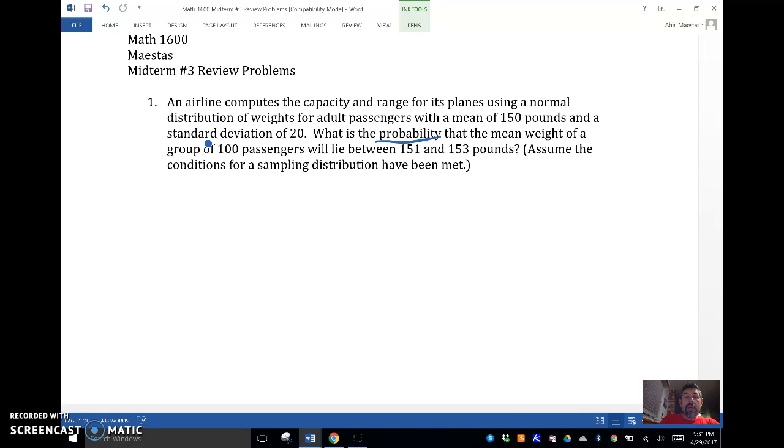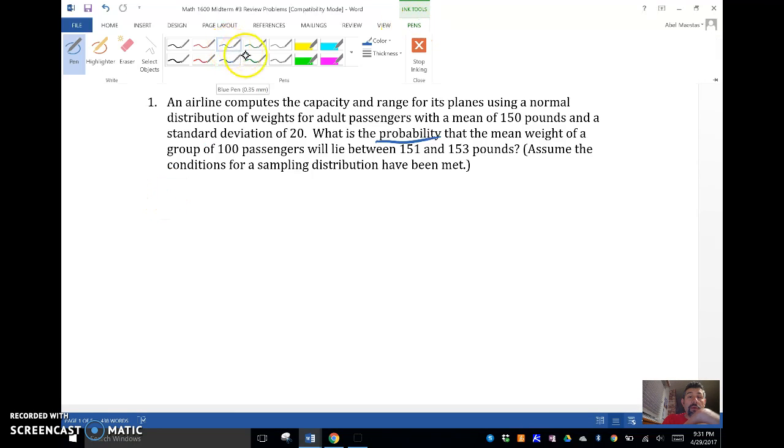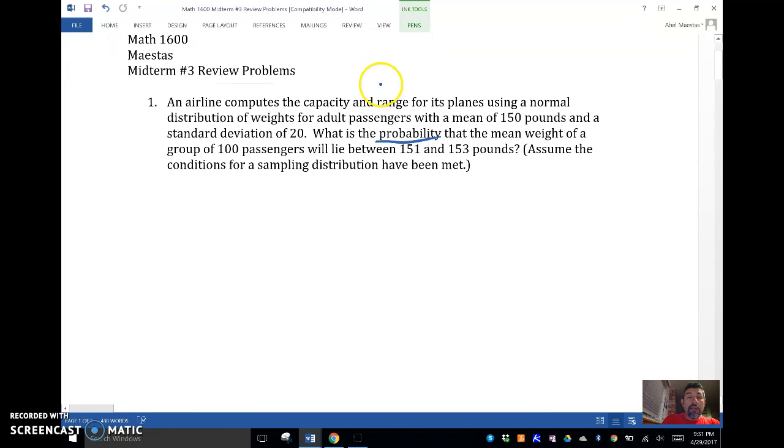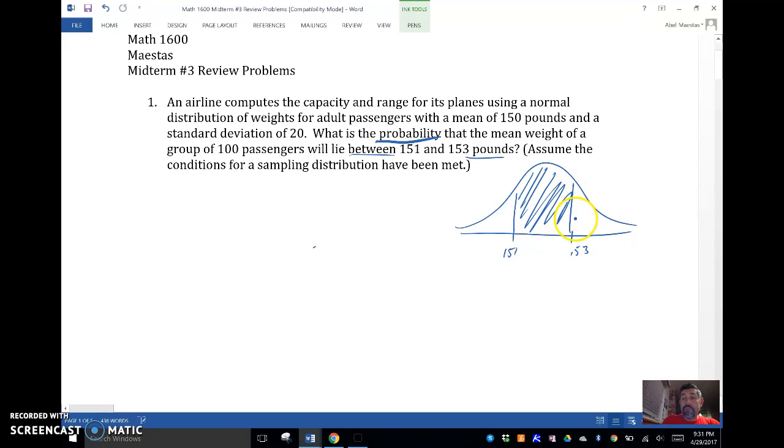So what I'm going to do is I'm going to find the first z-score. So I have a between situation. So in my normal model, I have 151 here and I have 153 here. And I want to know the probability between, right? So the area between these two. Now if I have the area between these two, I have to find the area on the top, go down, and the area on the bottom, go down, and then subtract those two if I'm using a z-table.